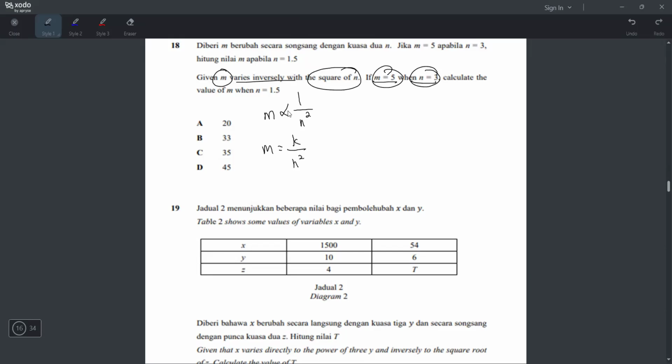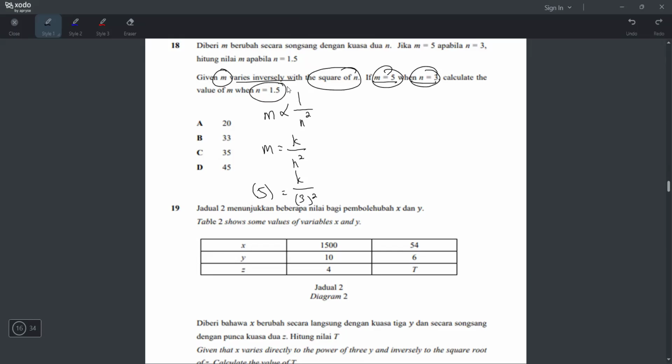Why I letak atas is because when you change this to equals K, the K has to times with the 1 over N square, and you straight away times atas saja. So that's why it becomes like this. Now you have to find K. The way to do it is you need to have M and N. Dua-dua kena ada, dia tak boleh ada satu saja. Ada mah, M 5 and 3. So just letak 5, 3.